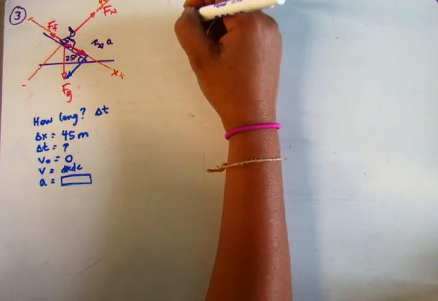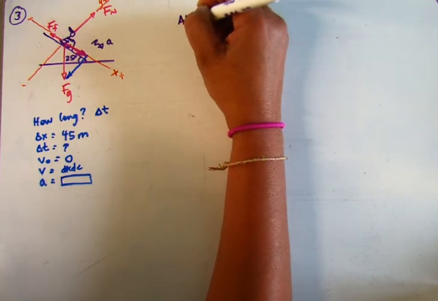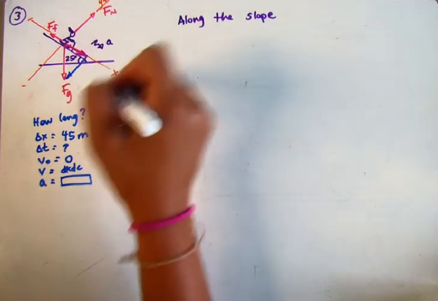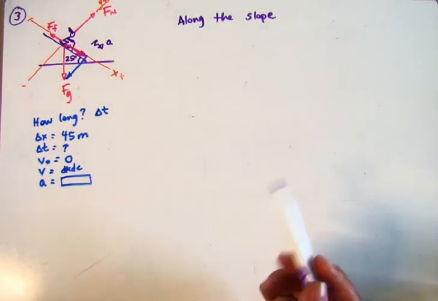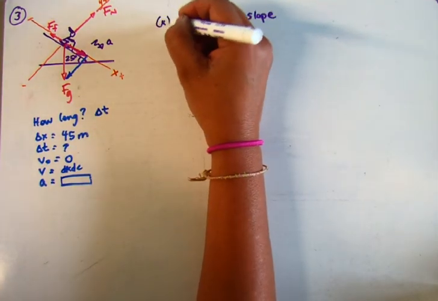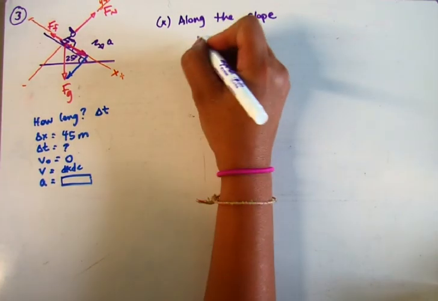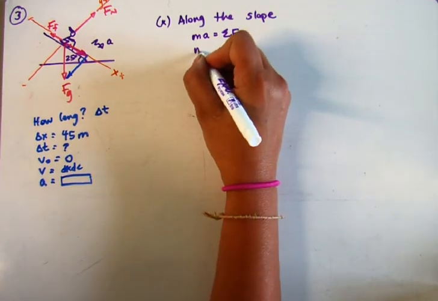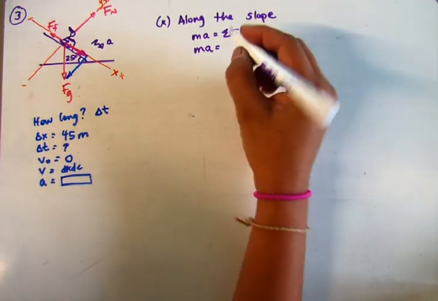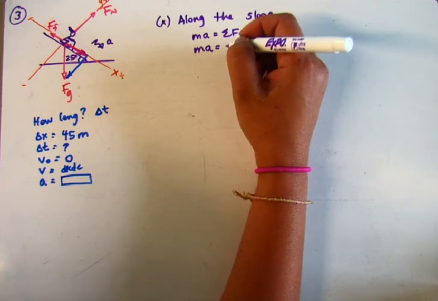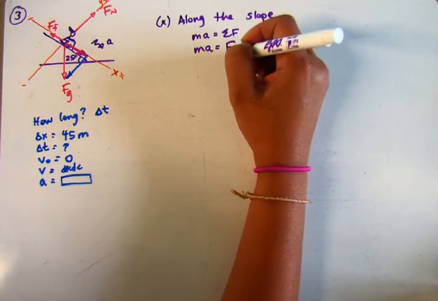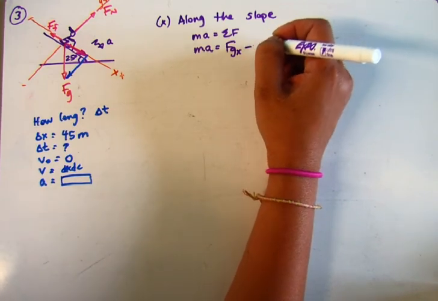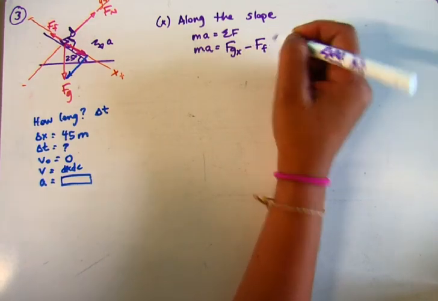So looking at it along the slope, remember, don't try to do all the directions at once. Pick a dimension. In this case, we're picking the x dimension, and we're going to analyze it this way. And we're going to do our ma equals the sum of the forces. So ma equals, well, what are the forces acting in the x direction? We have the x component of g, FGx, in the positive x direction, and in the negative x direction, we have the force of friction, right?